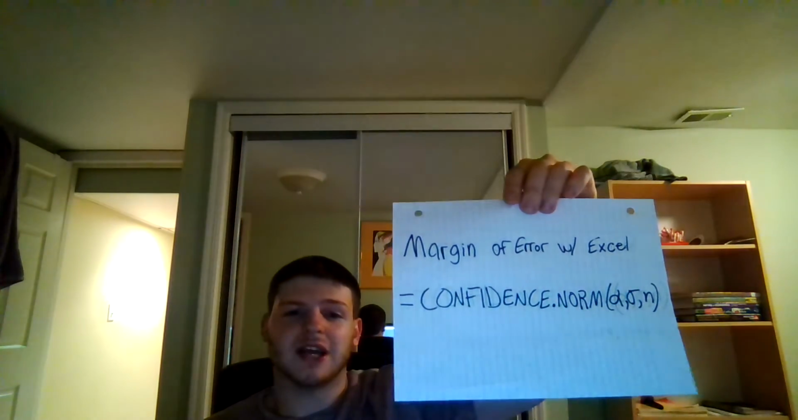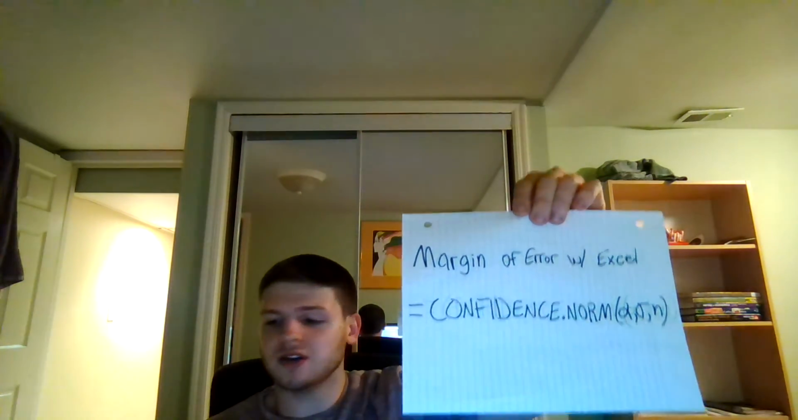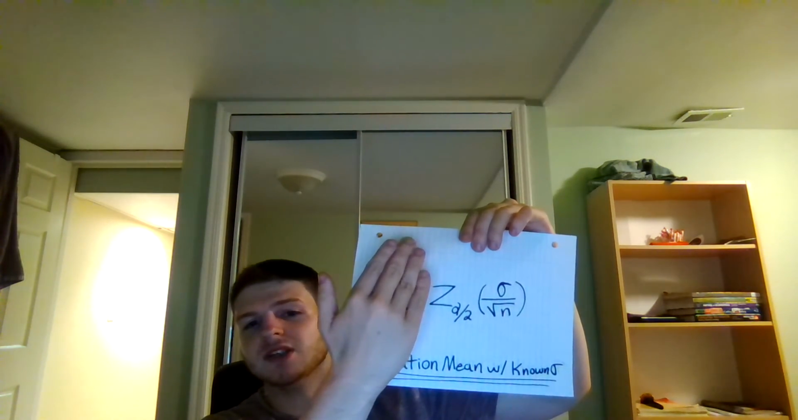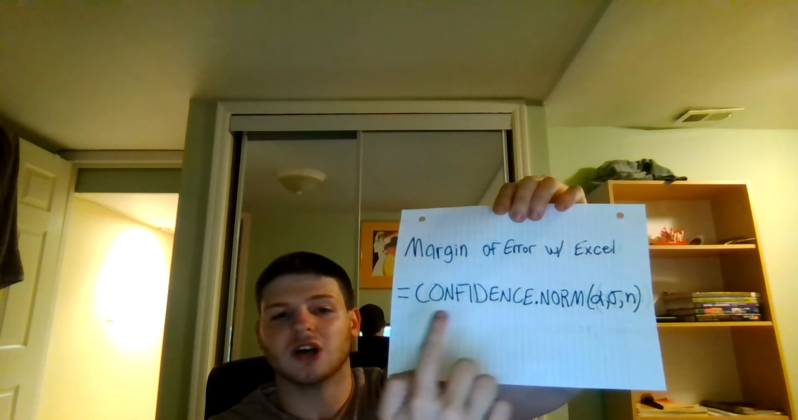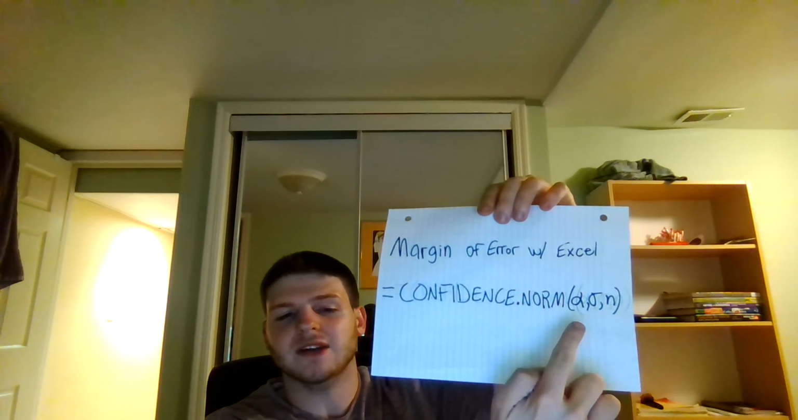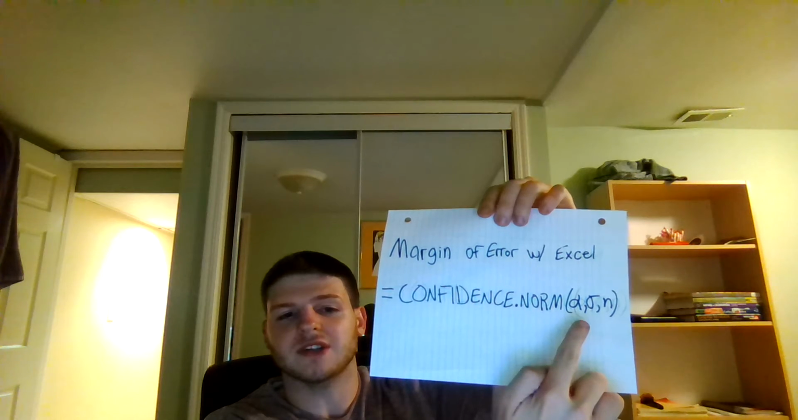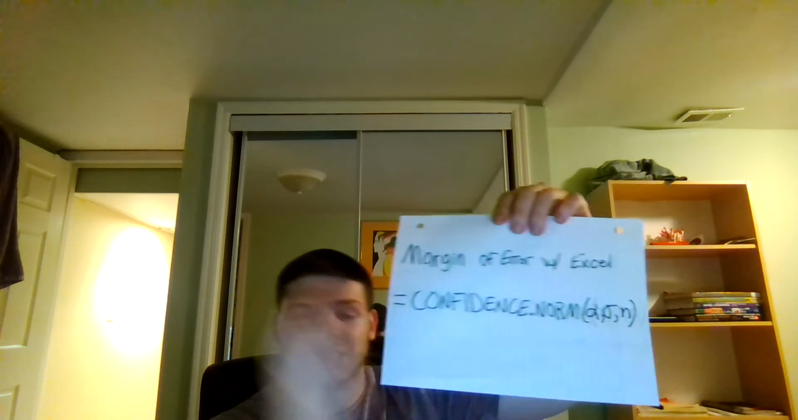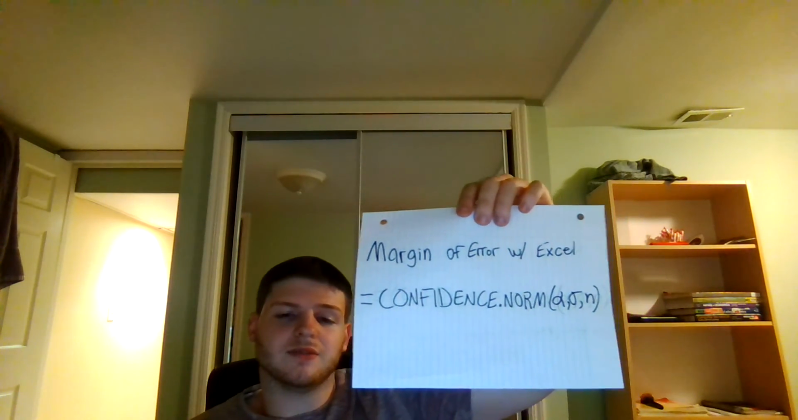Now, using Excel, if you do know your population standard deviation, you use the following input to calculate your margin of error, which, by the way, also would be equal to this equation right here. So yeah, you type in equals CONFIDENCE.NORM, and then in the parentheses put your alpha, level of significance, comma, sigma, which is going to be your population standard deviation, and n, your sample size.